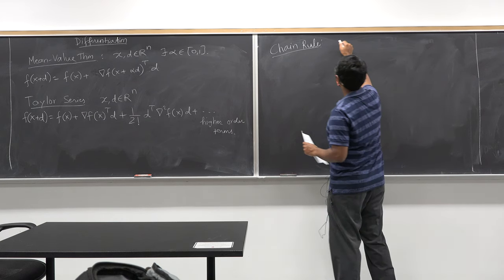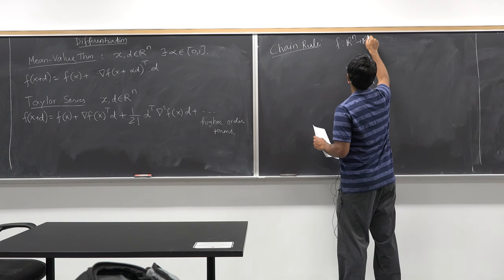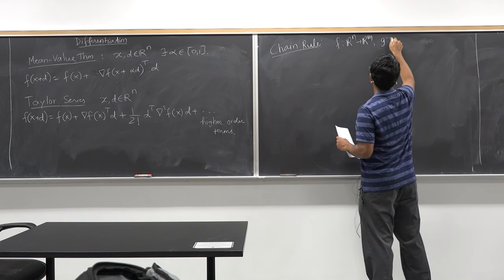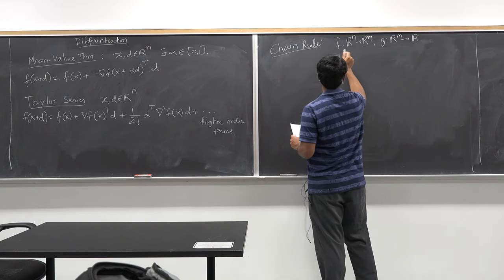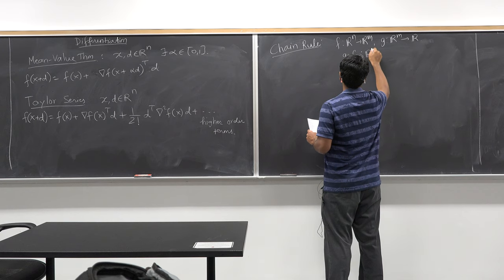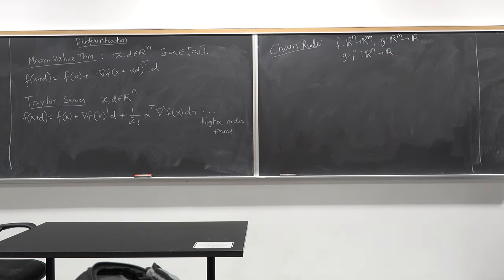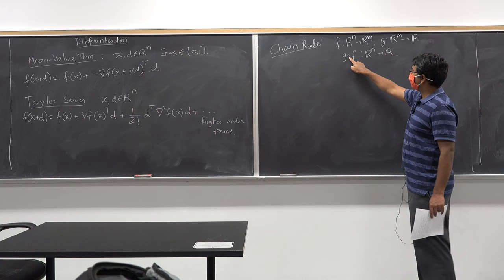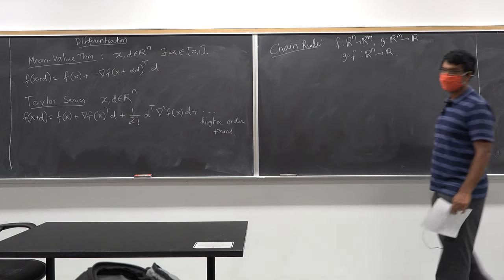So, chain rule. I have a function f from Rn to Rm. I have a function g from Rm to R. So I can do the composition, g composition f, and create a function that takes as input a vector in Rn and outputs a scalar. g composition f, this is the composition operator, is a function from Rn to R.